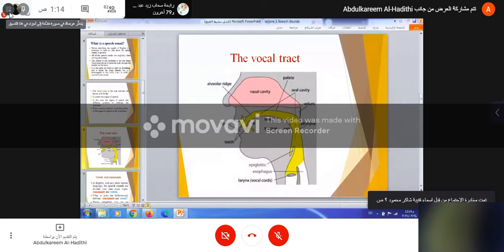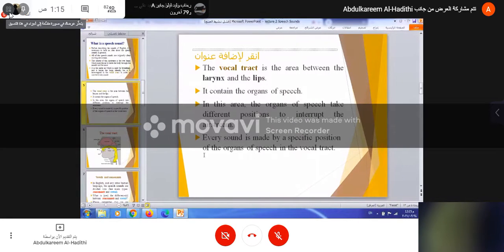This is the area which is called the vocal tract. All the sounds are created in the vocal tract, and every sound is created by specific positions of the organs of speech.